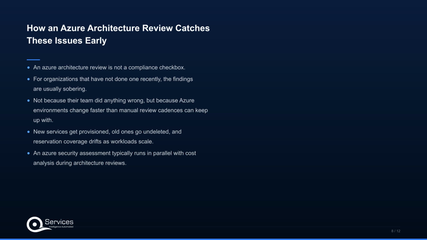An Azure security assessment typically runs in parallel with cost analysis during architecture reviews. The connection is direct. Security misconfigurations often create cost problems. Over-permissive network security groups lead to data exfiltration risks that create downstream audit and remediation costs. Unencrypted storage accounts may indicate missing compliance controls, which creates regulatory exposure and the emergency costs that follow a finding.